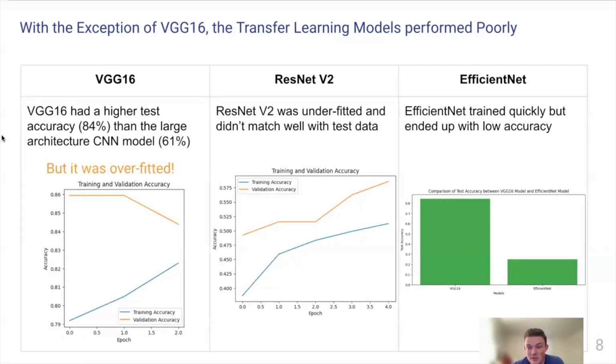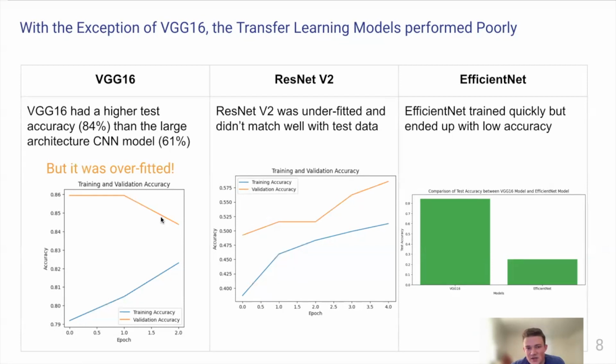First, I was super excited because it had 84% accuracy. I was like, wow, that is incredibly accurate. Over 20% larger than the next best thing, which was our benchmark of the larger architecture CNN model. But after looking at, again, the training and validation accuracy, you can see that it's overfitted. There's a huge discrepancy as it's being trained between the training and validation data.